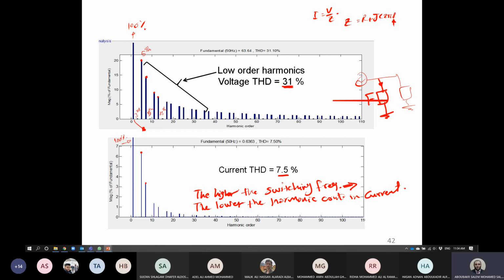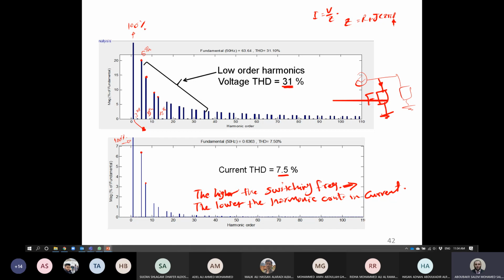So for instance, you can make a filter for the fifth order by making the impedance at the fifth order equal 0 or very small. In this case, the fifth order will flow in this filter and the other orders will go to the load. So if we have many orders, we need to make many filters, one for each. This is called a passive filter, which works only for one harmonic order.